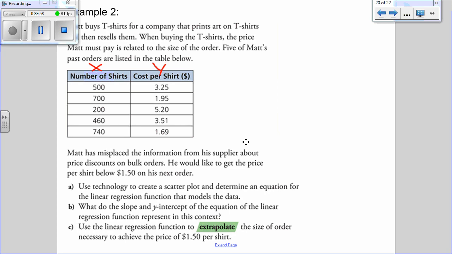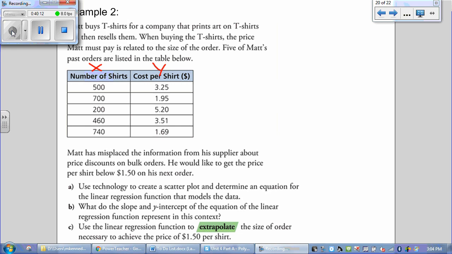So it has to be 6, 5, 2, you should be putting in these numbers. The order you put them in doesn't matter, but they have to go in the same order. So if 500 is my first number in list 1, 3.25 has to be my first number for list 2. Don't try to put them in from smallest to highest, or highest to smallest. Just put them in the way they're showing up.